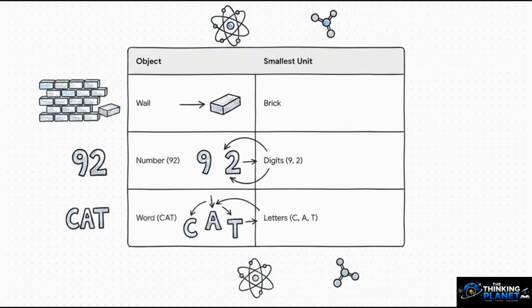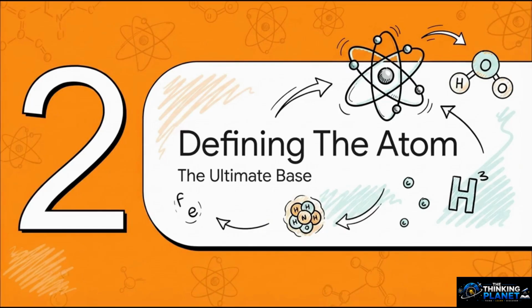Every complex thing you see is just a combination of basic, unbreakable units. Think about it. A wall is built by stacking hundreds or thousands of individual bricks. The brick is the absolute smallest, most basic unit of that wall. The number 92? It's just made of two single digits, 9 and 2. The digit is the smallest unit of any number. And the word cat, well, it's just formed from 3 letters, C, A, and T. A single letter is the smallest unit of any word. If you just keep this super familiar analogy in mind, everything we talk about next is going to be a total breeze. Moving right along.